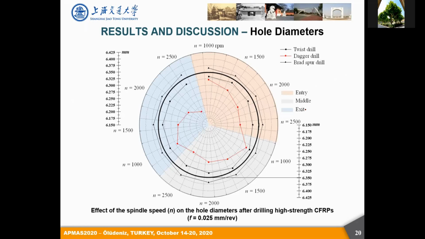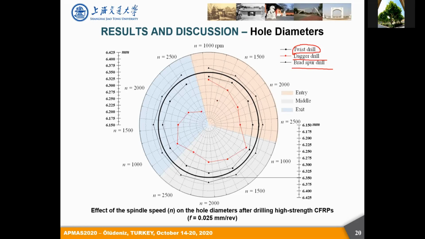Moreover, we have also made efforts to identify the hole diameters of a cut composite laminate under the use of the different types of drill bits. Here we will see from this chart that this bar indicates the twist drills. The twist drill basically produces hole diameters lower than the nominal hole diameters. By contrast, the dagger drills basically produce much lower hole diameters compared to the nominal ones. And by contrast, the brad and spur drills basically produce diameters much more consistent with, or close to, the nominal hole diameters.